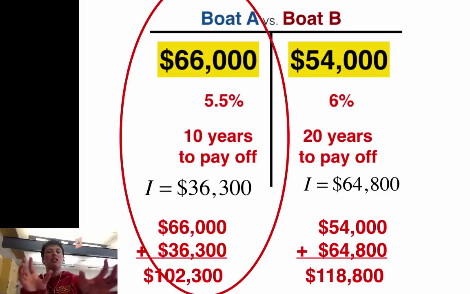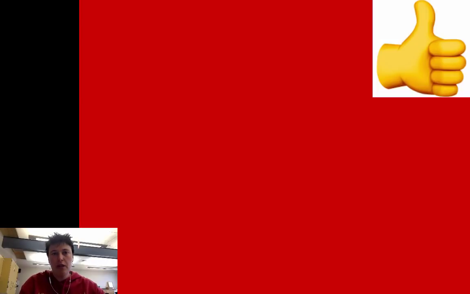So just because the sticker price might be higher on something, you have to look at the details of the loan. How long are you paying it for? What's the percent? Because when you factor all that in, it turns out that the more expensive boat is actually the better deal in the long run. So I would say boat A is your best choice.